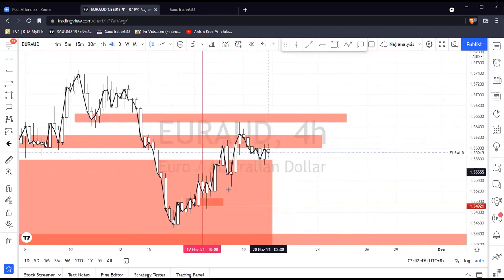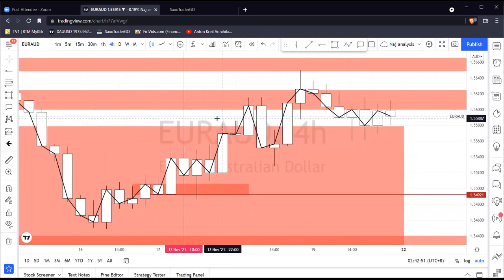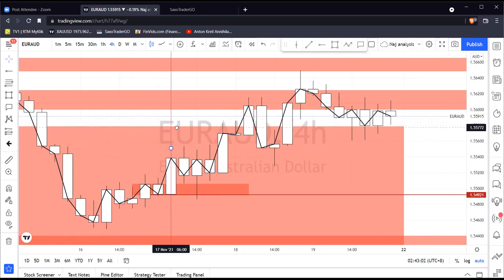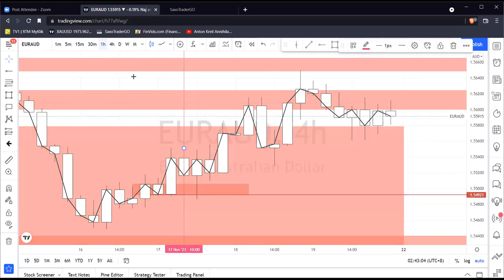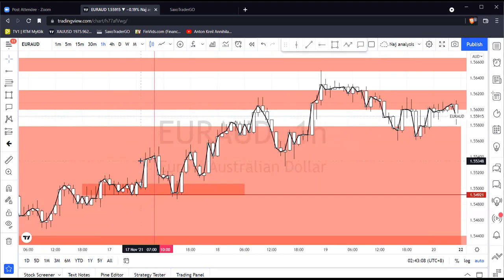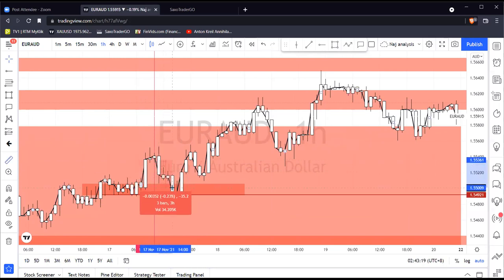a pullback, correct? Yes. Okay, so this big candle here, that's the breakout, right? And this is the candle that's coming back, saying retracement is happening right now. Go to 1 hour. Okay, this is also a retracement, but if you want to sell the retracement here, the risk to reward is not so nice.